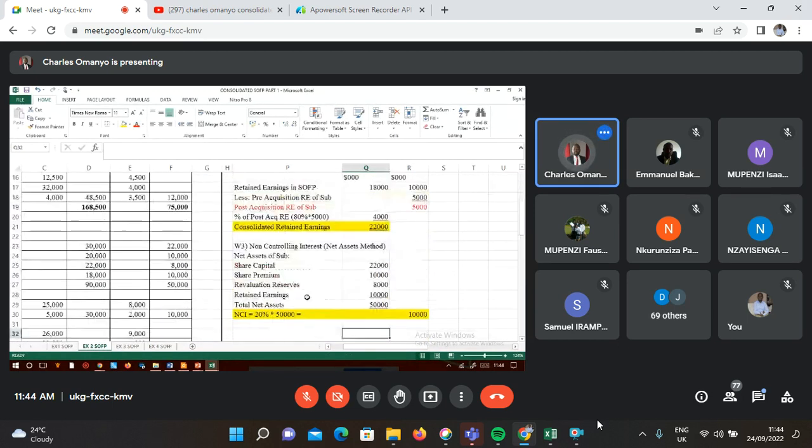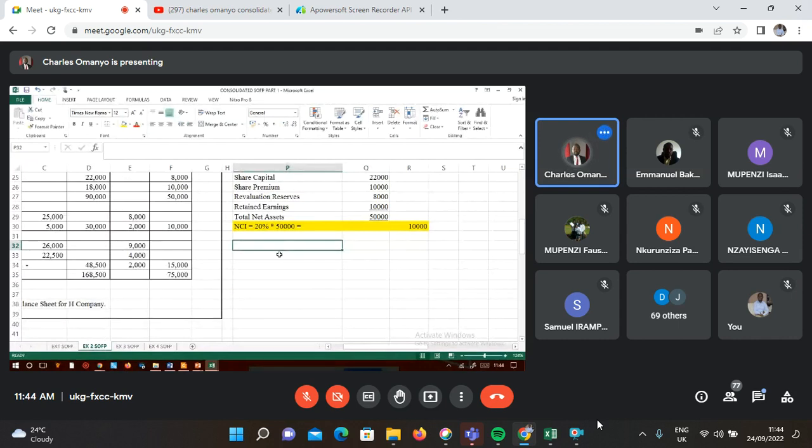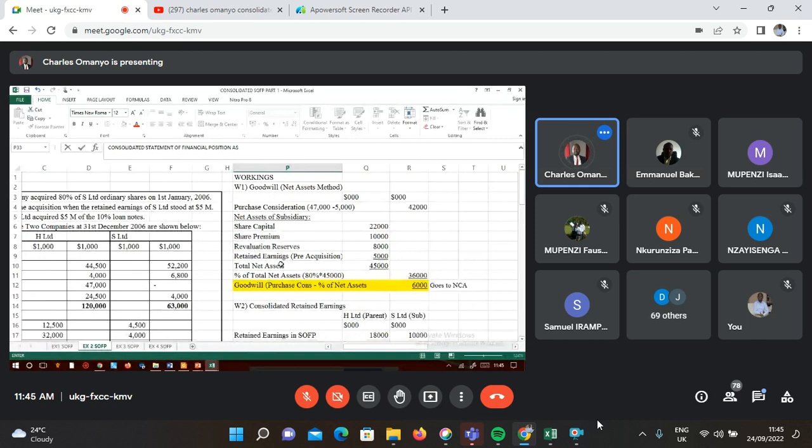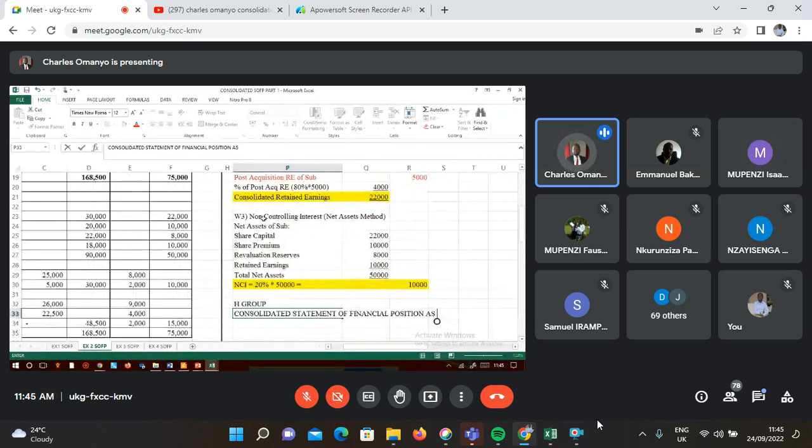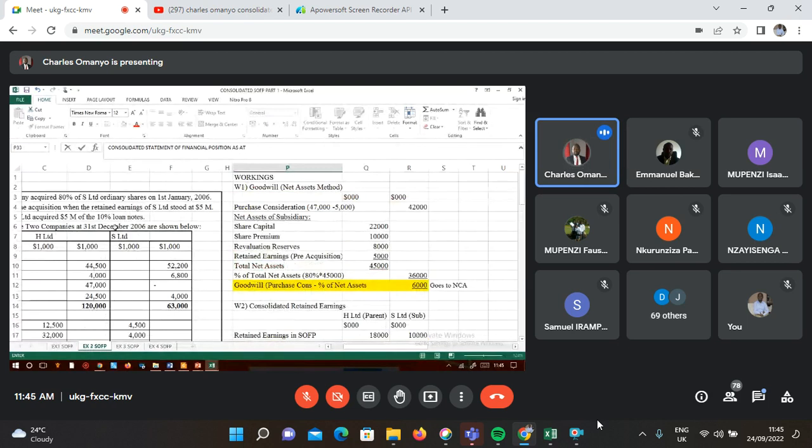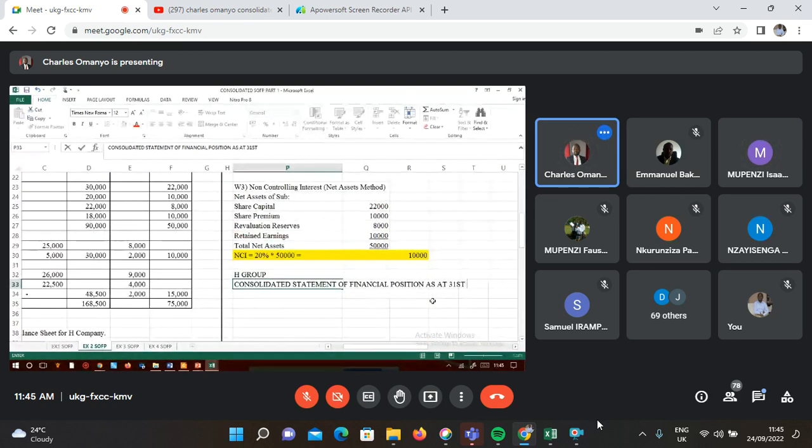Having done that, now the next thing is to consolidate. So you will come and have H group consolidated statement of financial position. Those are workings, yes. Which workings have I done? I've done working on goodwill. I've done working on consolidated retained earnings. When you see W, that is working. I've done working on non-controlling interest. Now I'm coming to consolidate. H group consolidated statement of financial position as at, what was the date? 31st December 2006.